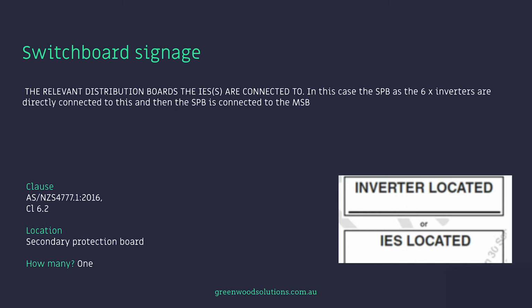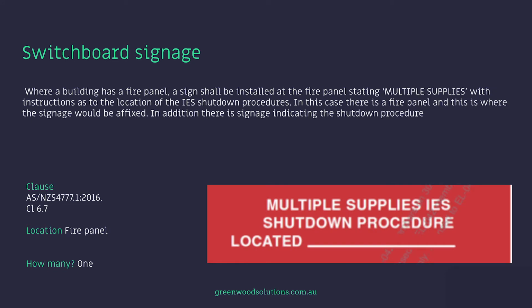And this talks about the relevant distribution boards the IESs are connected to. In this case, the secondary protection board, as the 6 inverters are directly connected to this, and then the secondary protection board is connected to the MSB. In this case, multiple supplies, IES shutdown procedure, location, we are talking about AS 4777.1, clause 6.7.